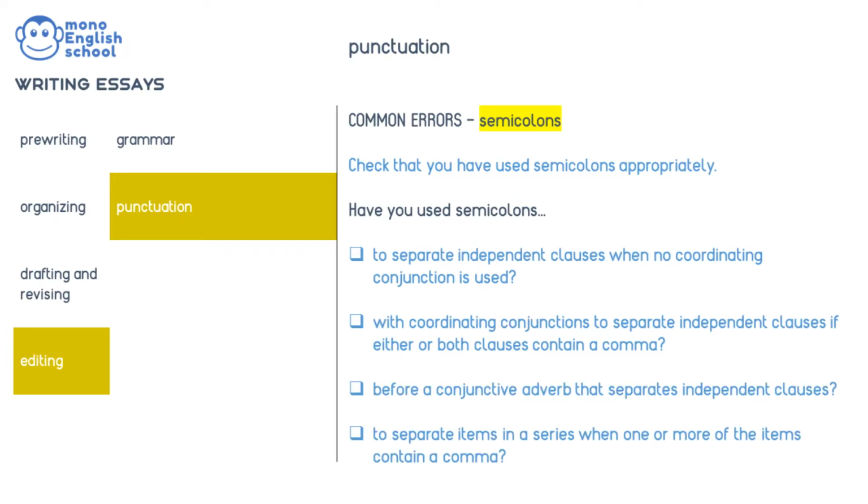Semicolons are also cause for some confusion. Check your essay to make sure that you have used semicolons to separate independent clauses when no coordinating conjunction is used. With coordinating conjunctions to separate independent clauses if either or both clauses contain a comma. Before a conjunctive adverb that separates independent clauses. To separate items in a series when one or more of the items contain a comma. Again, more information is available through our video on semicolons, which is found through the card in the top right-hand corner.